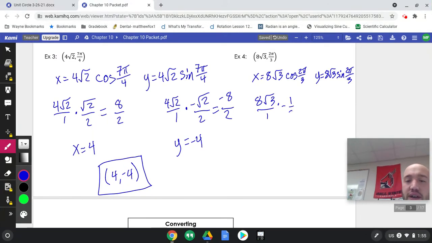So negative 1/2, that will give us negative 8 square root of 3 over 2. The 2 goes in at 8 4 times. So our final answer is x equals negative 4 square root of 3.